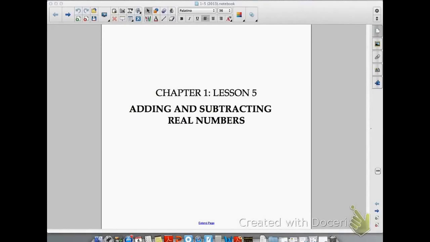All right, so we are still on 1-5. We finished adding real numbers. We need to start looking at subtracting real numbers. Now let's quickly review.